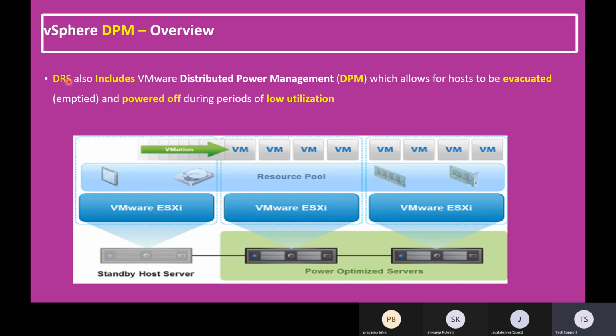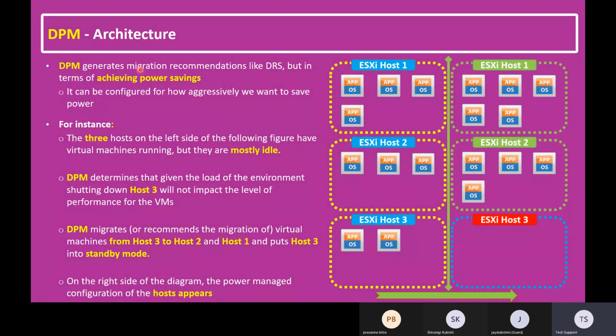The point is highlighted the same point here. DRS also includes the DPM feature, which allows for a host to be evacuated. Evacuated means emptied and powered off during the period of low utilization. Low utilization, or we call it underutilization. Okay. The same point we'll try to explain using a DPM architectural example.